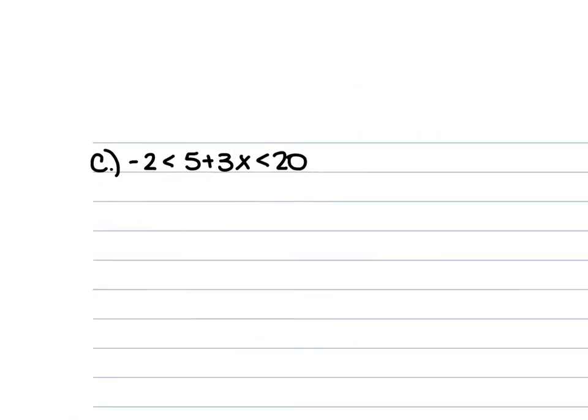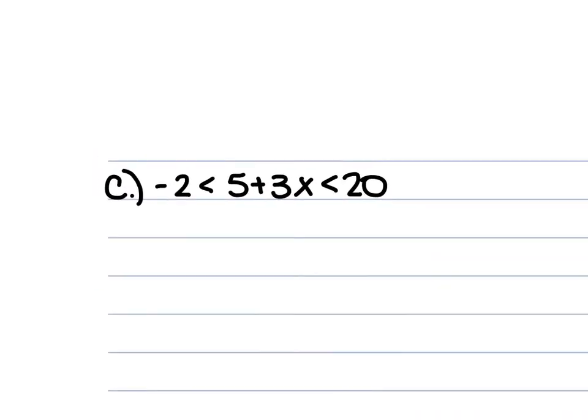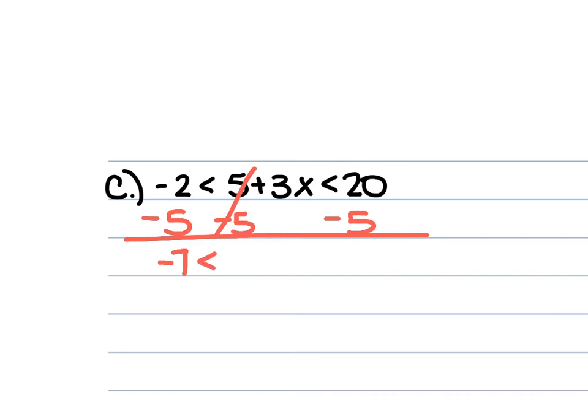If we look at another example, we're dealing with an and statement here, for example, C. So we have negative 2 is less than 5 plus 3x, which is less than 20. So what do we move over first? That 5. We're going to subtract 5 from both sides. The negative 2 minus 5 is negative 7, is less than, bring down the 3x, which is less than 20 minus 5 is 15. From here, you're dividing by 3 for every part, so the left, the middle, and the right.